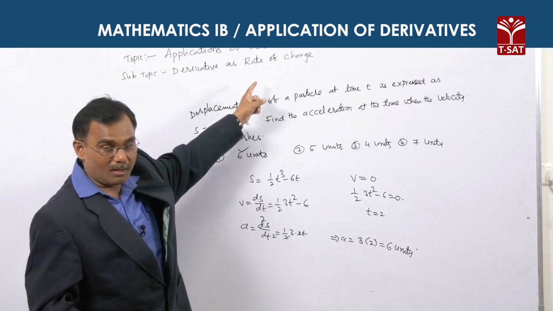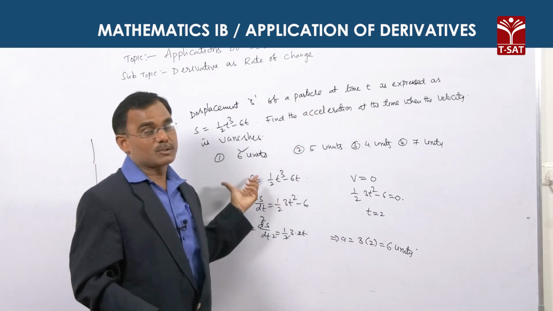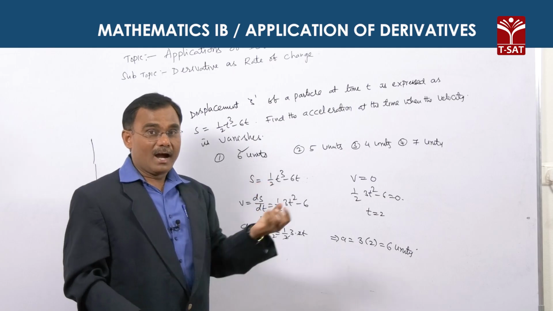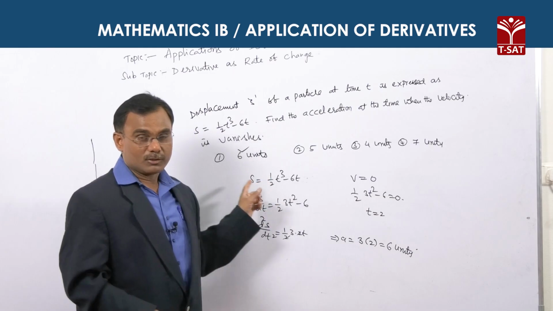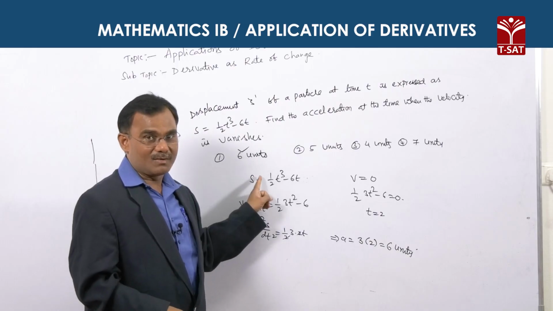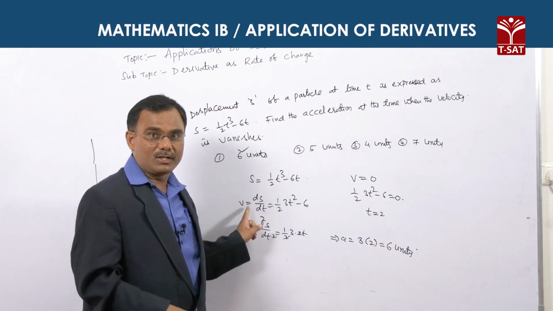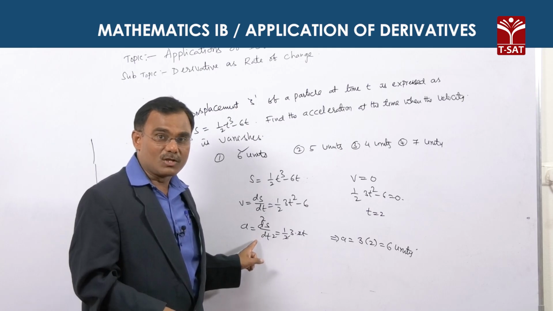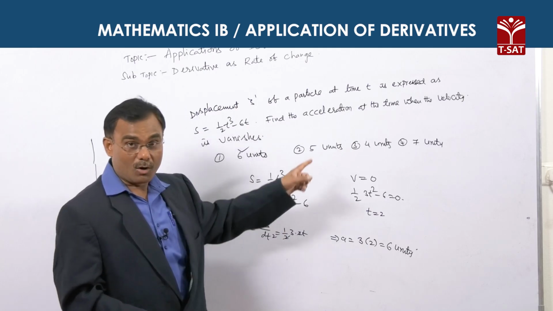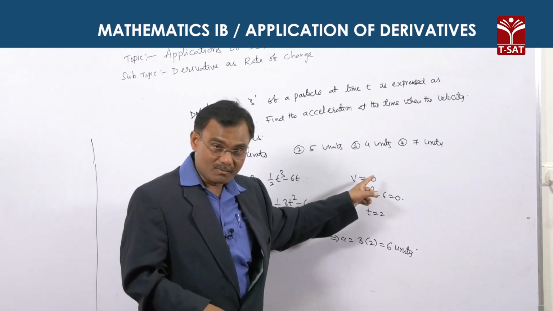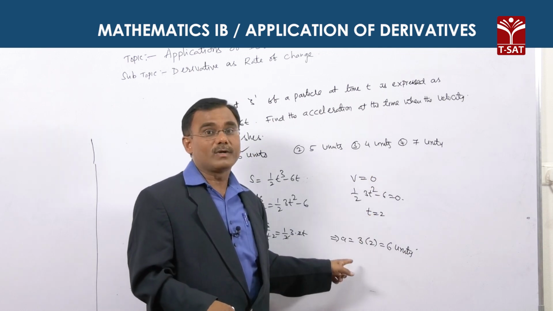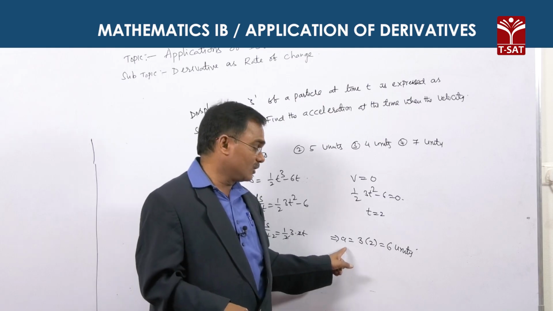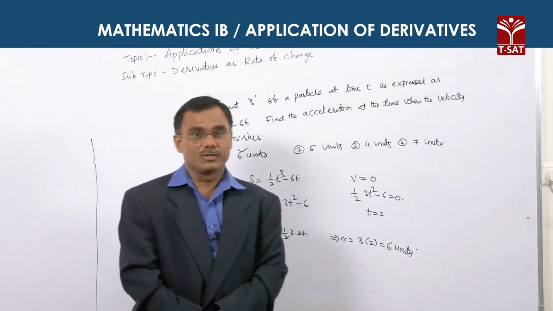A particle is moving; at the time t, the displacement equation s is given. And velocity is 0, then find the acceleration. Velocity v is equal to ds by dt, acceleration a is equal to d square s by dt square. Velocity is 0 at the time t is equal to 2. At t is equal to 2, the acceleration is 6 units.